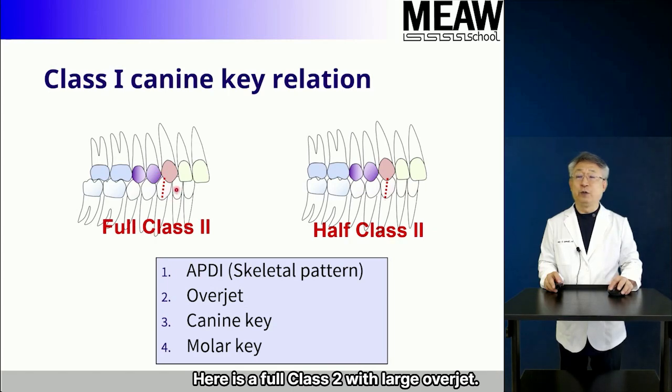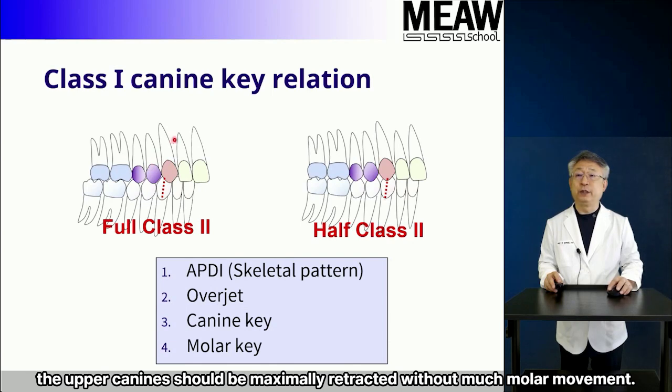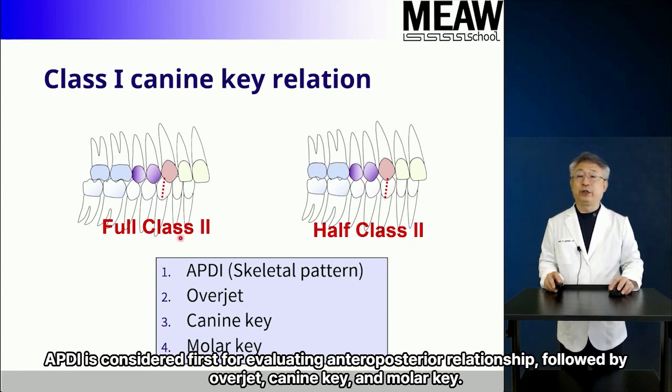Here is a full class 2 with large overjet. In order to treat this, after the extraction of upper and lower first premolars, the upper canines should be maximally retracted without much molar movement. APDI is considered first for evaluating anteroposterior relationship, followed by overjet, canine cavity, and molar key.